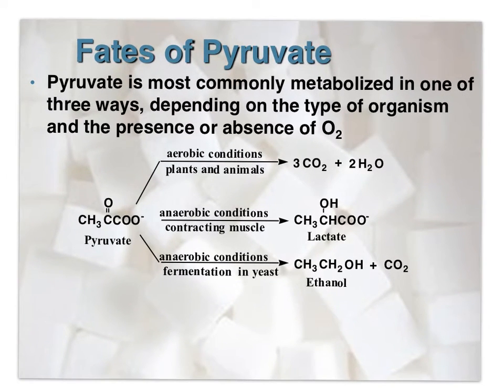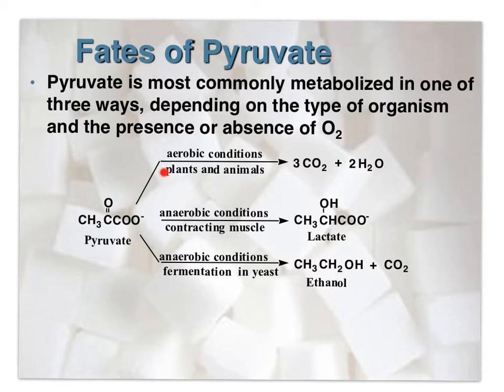So first, I'm going to talk about humans, okay? And for us, pyruvate only has 2 possible fates. I see that with a little asterisk. For normal humans, pyruvate only has 2 possible fates.